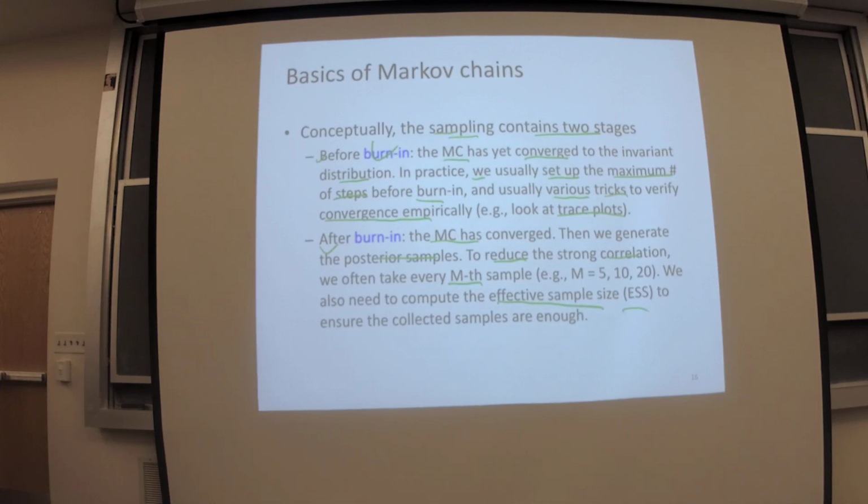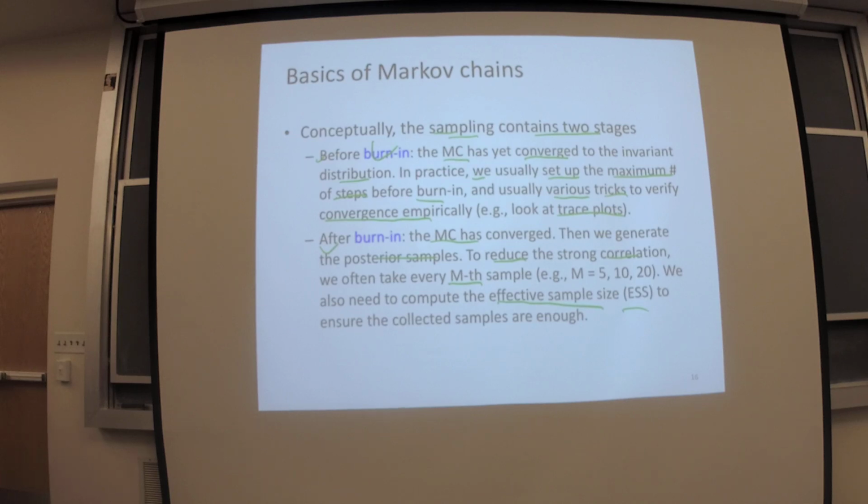Suppose you have collected 1,000 samples, but the effective sample size might be just 20. It just means, if I convert your 1,000 correlated samples into independent samples, how many independent samples are they equivalent to? It's just 20. That's too few, right? You have to collect another probably 10,000 samples.